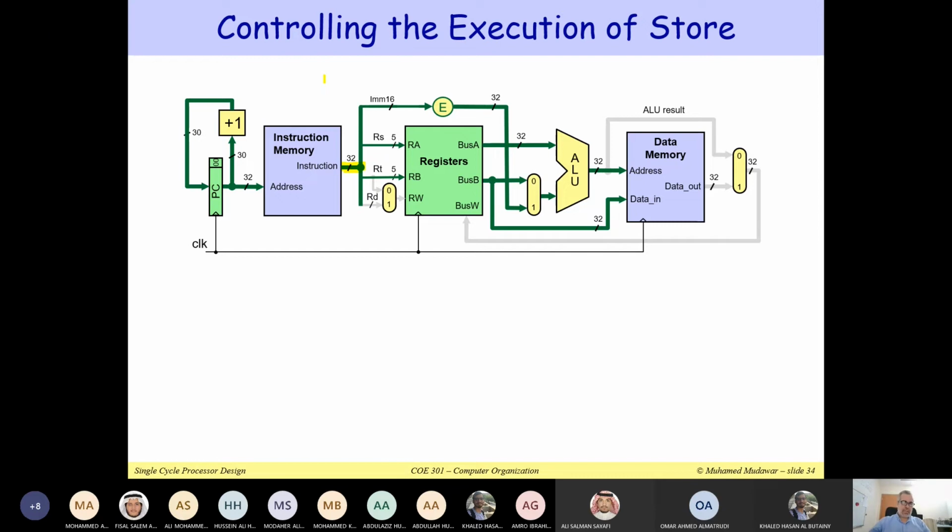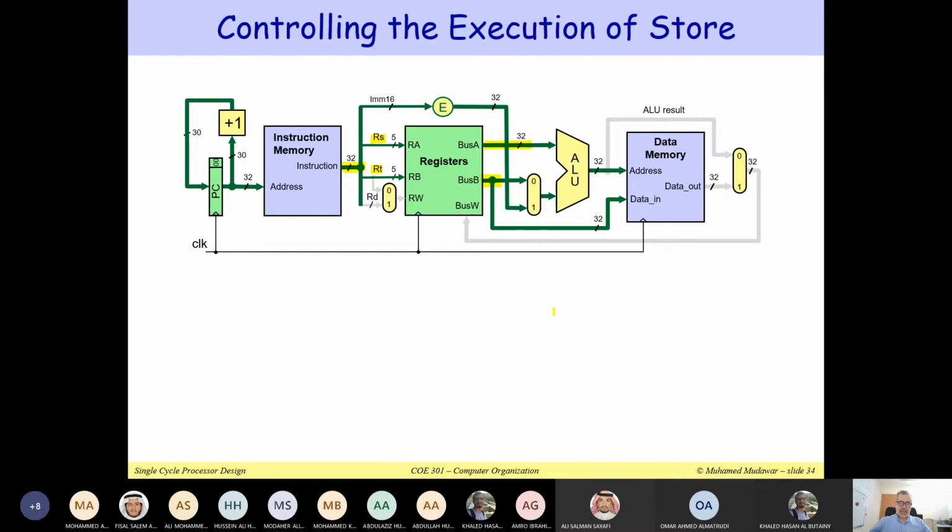So what we have to do is read two registers from the register file, RS and RT. Here RT is a second source, not a destination, because in the case of a store instruction we don't write anything into the register file. So we read RS and RT. RS will be available on bus A, that will be the value of register RS. And the value of register RT will be available on bus B. This is the data that we need to store inside the data memory.